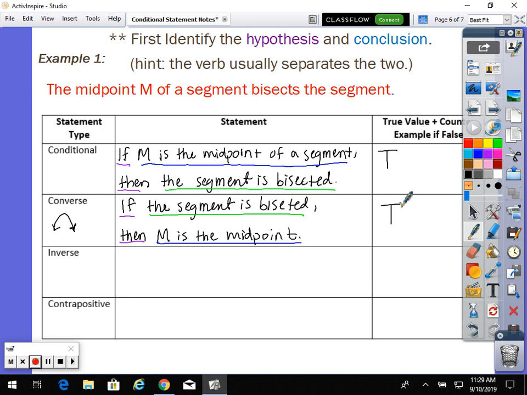Now we're going to do the inverse. So the inverse means to add not. We're going to negate the original conditional statement. So if and then. So if M is not the midpoint of a segment, then the segment is not bisected.